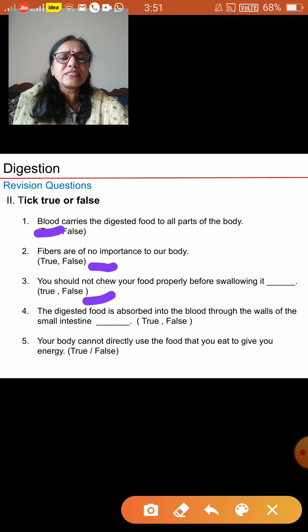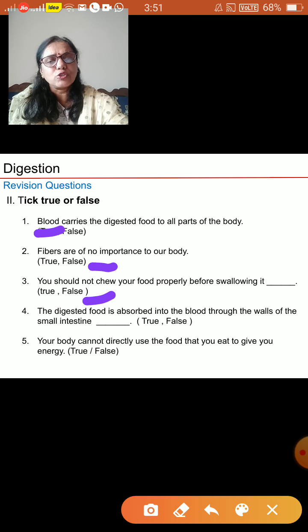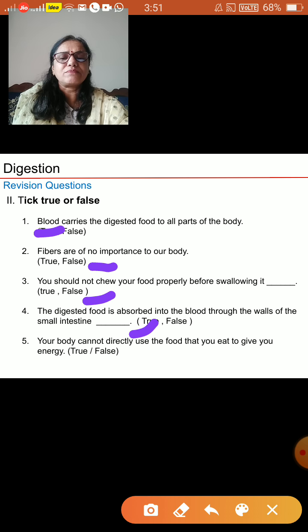Next one, the digested food is absorbed into the blood through the walls of the small intestine. It is true or false? It is true, because the digested food is absorbed into the blood through the walls of small intestine.